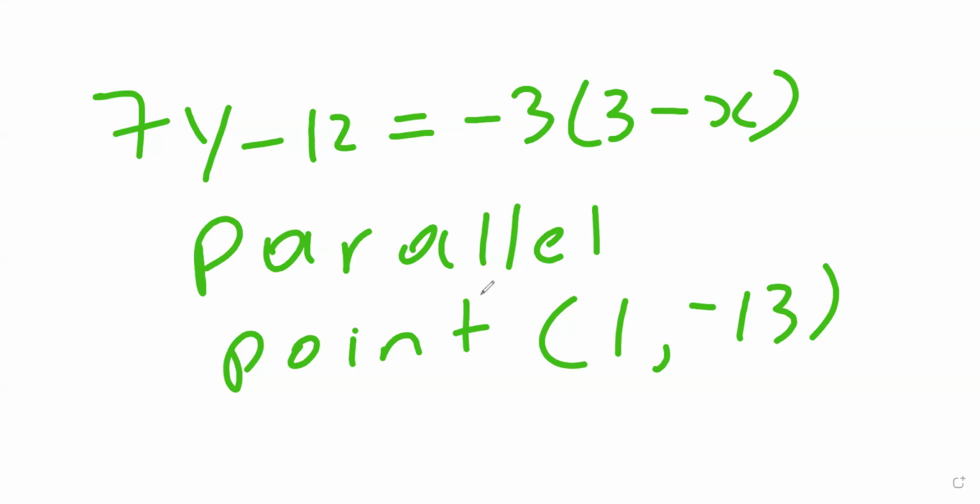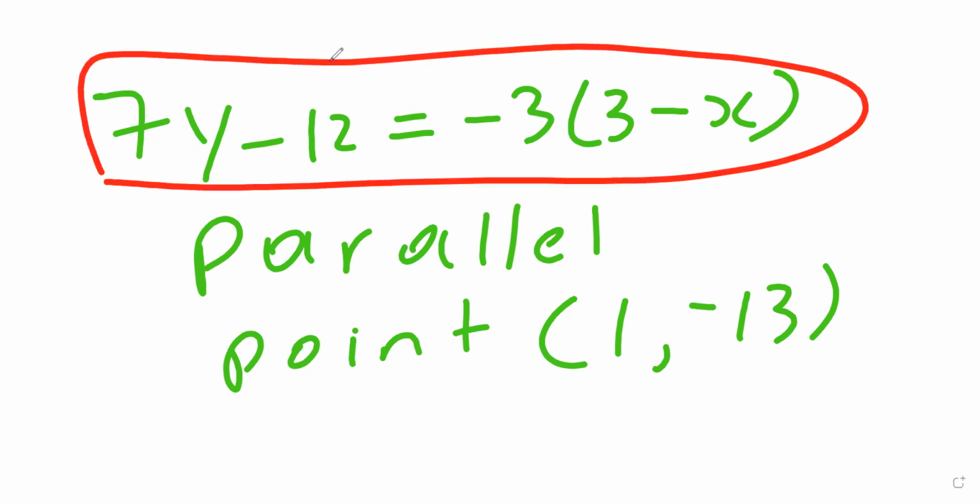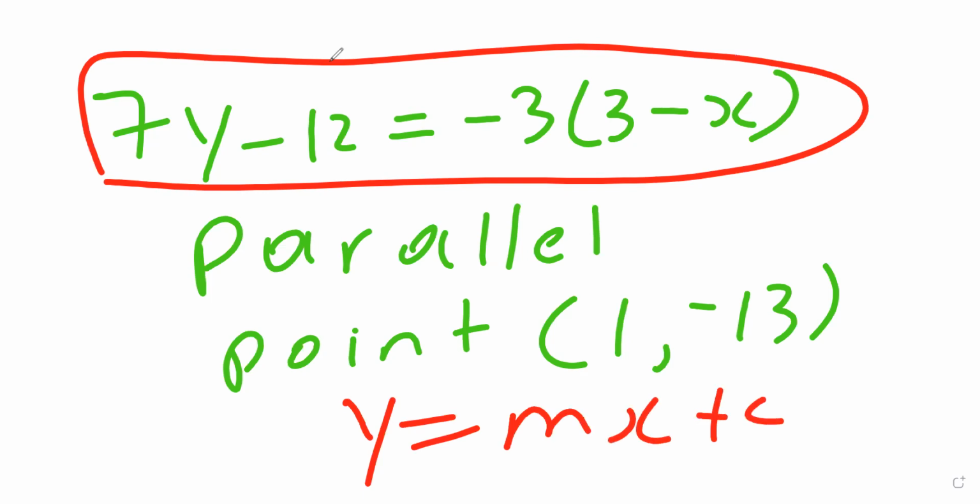So we were looking at another question regarding the equation of a straight line. We have this given equation. We're not solving this equation. We want to rewrite this equation in the form y is equal to mx plus c. After doing that, we're going to write an equation that is parallel to that equation, through the given point (1, -13). Very simple.